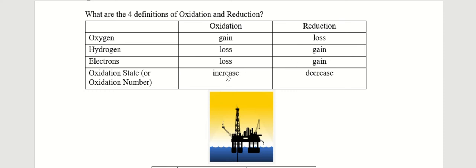A substance is also said to be oxidized if there is an increase in the oxidation state of that substance, and a substance is reduced or undergoes reduction if there is a decrease in its oxidation state. For today, we shall focus on oxidation and reduction in terms of loss or gain of electrons.